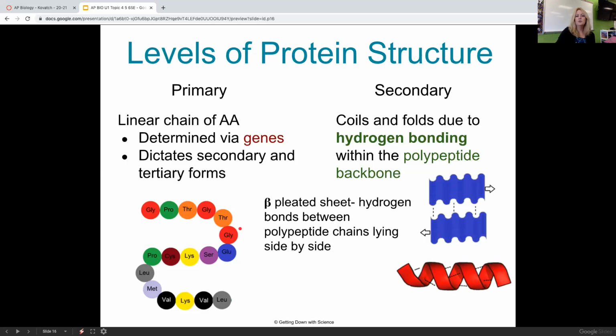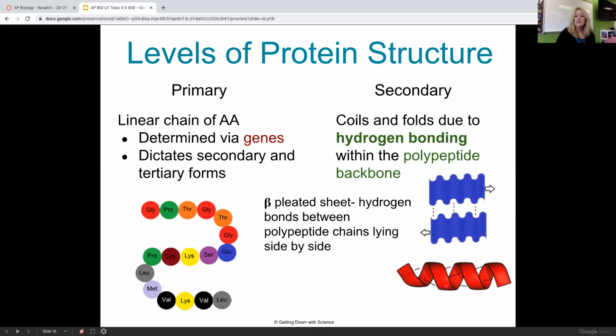It can fold back and forth like a fan, as you see here. And this is called beta pleated sheet. These hydrogen bonds, you can tell it's a hydrogen bond because of the dotted lines, or sometimes we use dots. That represents hydrogen bonds. The hydrogen bonds are forming between the polypeptide chains that are laying side by side. And so we can get what's called a beta pleated sheet formation. That's one kind of secondary structure.